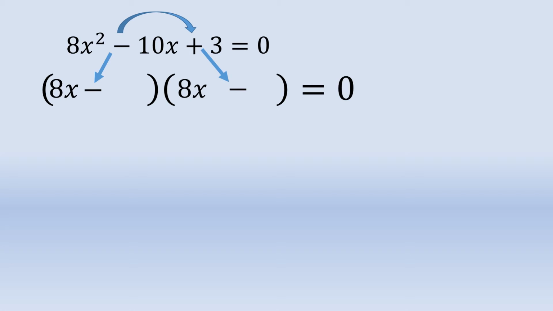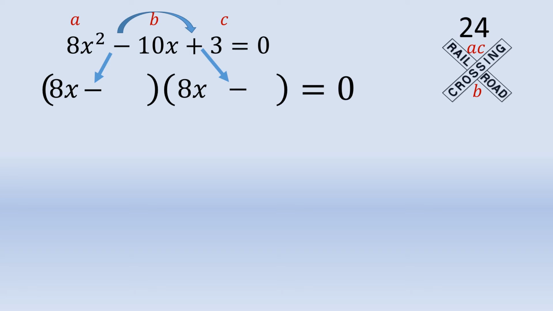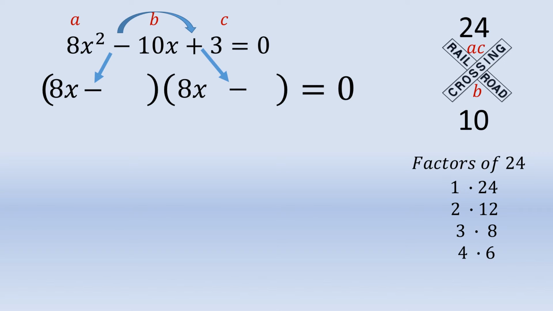All right, diamond method. Bam, there it is. I got my ABC. What goes on the top of the diamond method? A times C. A times C is going to give me 24. Put the B on the bottom. I don't care if it's negative or positive. It's 10. What are my factors of 24? Do I have them all? I think I do.